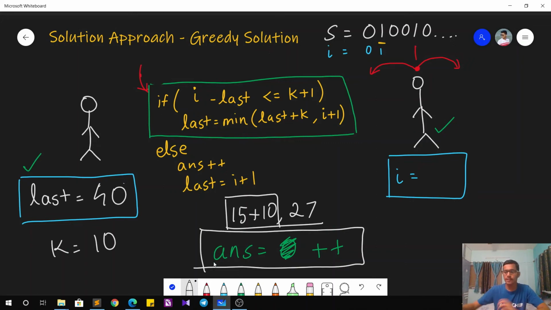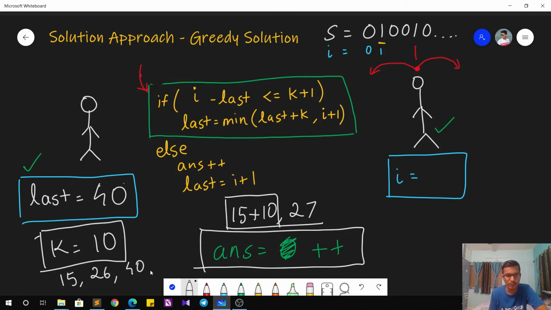So I hope you guys understood the solution approach. It is a pretty easy, greedy solution. You can take some examples. The best one is to take the same one, because k is equals to 10 and some values like person standing at index 15, then 26, then let's say 40, then 50, and so on. And you can find the answer for yourself and match it with the correct output. So now that we have seen the solution approach, let's see the implementation in C++.